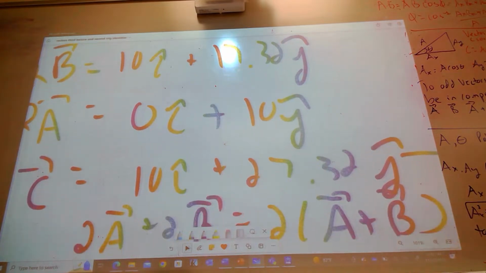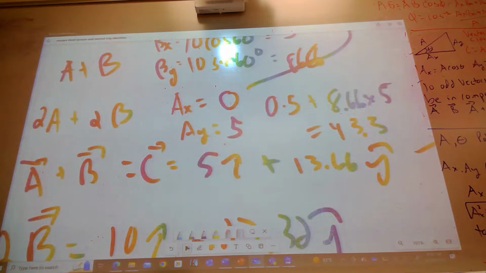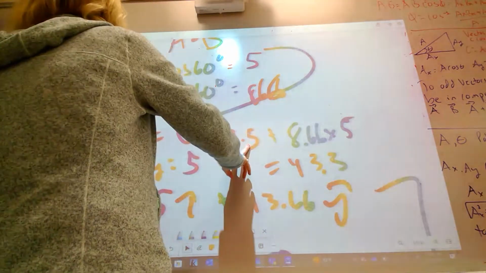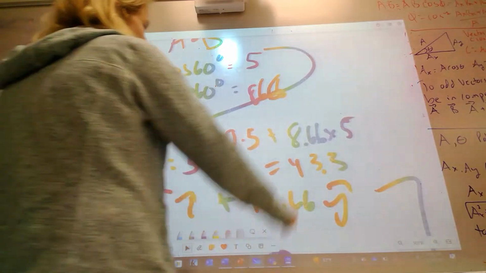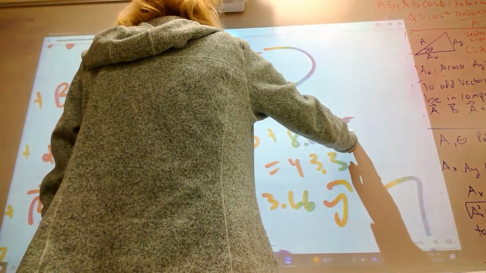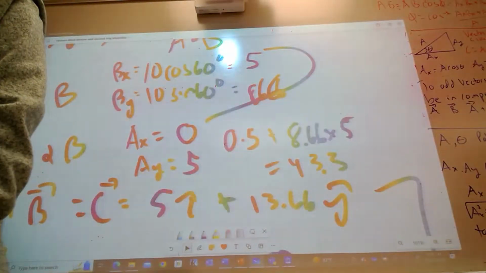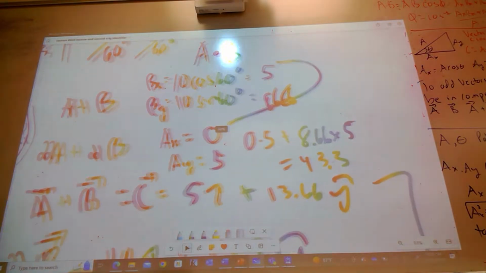Naya, do you have the dot product? I have 43.3. Okay, good. So our dot product is ax, which is 0, times bx, which is 5, plus ay, which is 8.66, times by, which is 5, to 43.3. That is a scalar. So this summarizes everything we've done, except for the 3D getting your angle. We'll do one of those later.